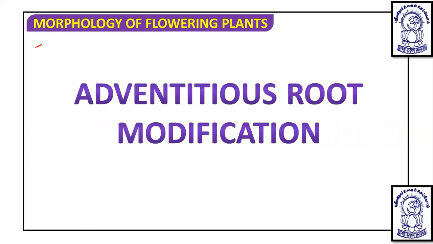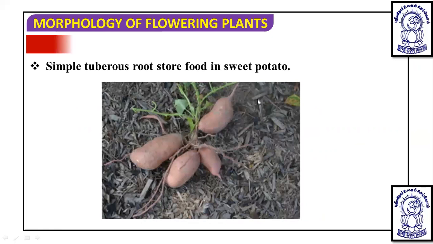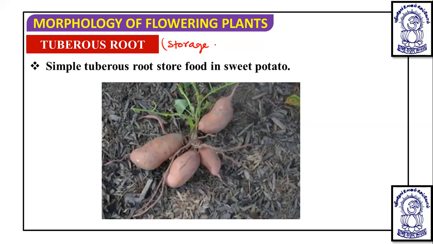After such taproot modifications, now we are going to talk about adventitious root modification. When we discuss this, we know that adventitious roots do not arise from the radicle, but from plant parts other than the radicle. Here we are first going to talk about roots involved in the storage of food, and that is the tuberous root. These are adventitious root modifications that are also meant for the storage of food.